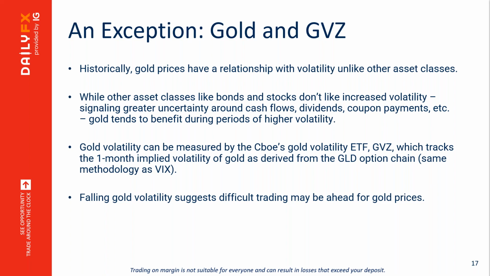Now, just like we had the CBOE's oil volatility ETF, OVX, the CBOE has the gold volatility ETF, which tracks the 1 month implied volatility of gold as derived from the GLD option chain. Again, gold futures packaged into an ETF that they roll over, same methodology as the VIX.